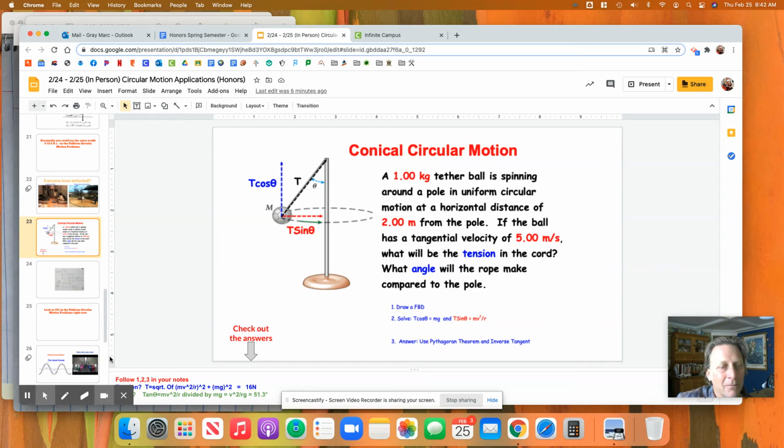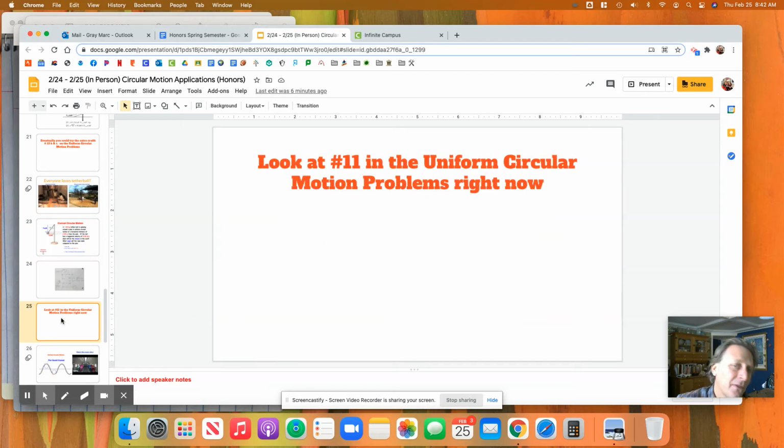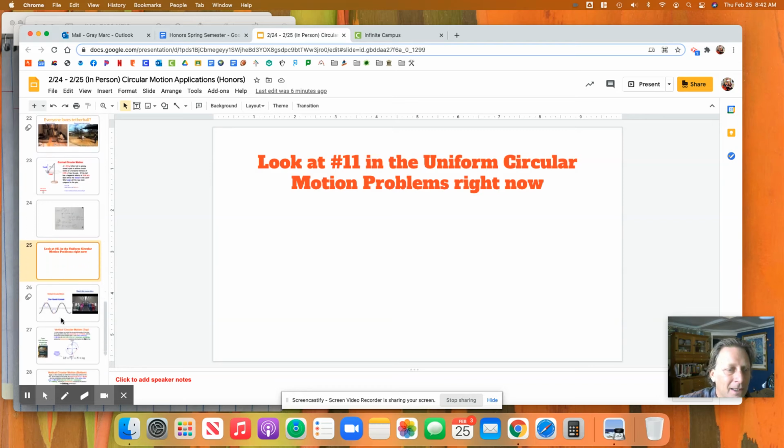So try this problem right here. You're going to break it up into parts. The goal here is to make a triangle with all of your component vectors correctly, and you'll notice there's a process to do it. Of course, I do have the key on the next page too. But try it yourself first, then check out the key, and then try number 11 in the practice problems.